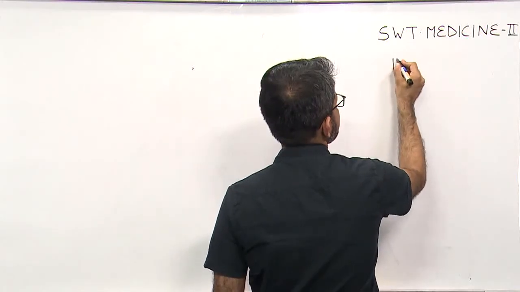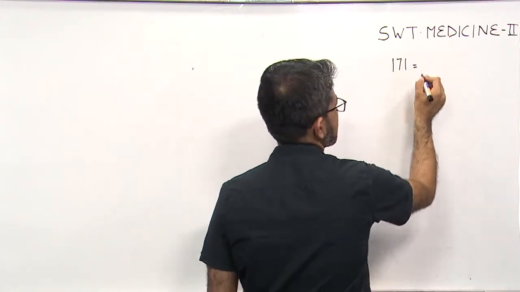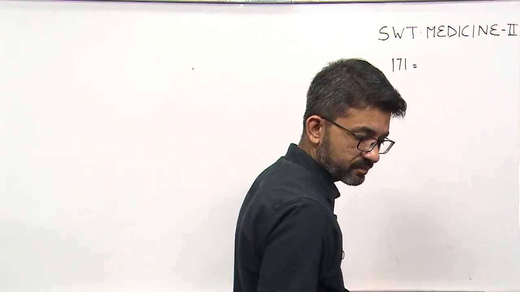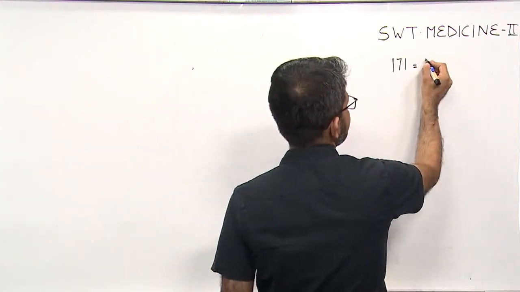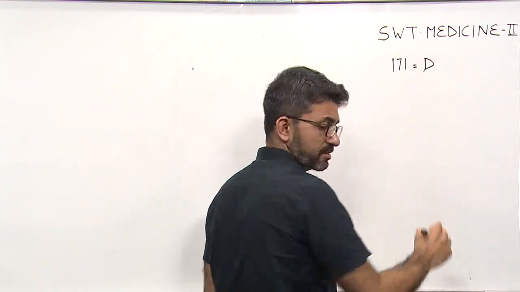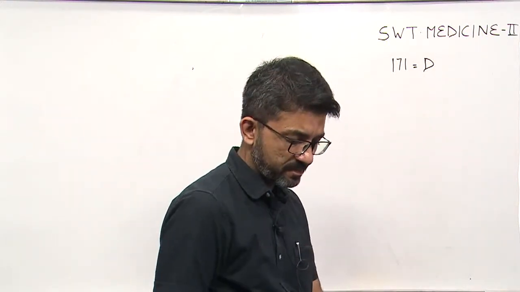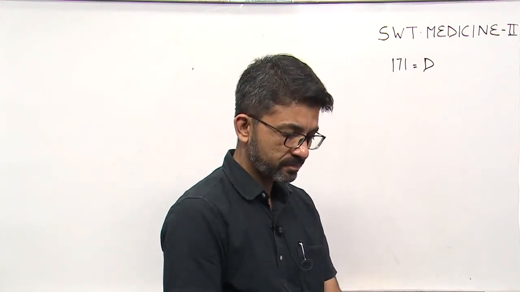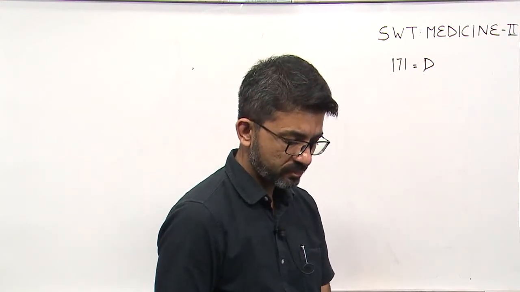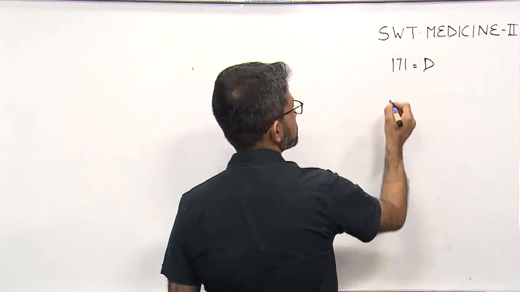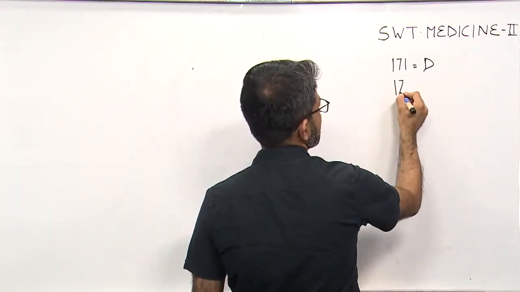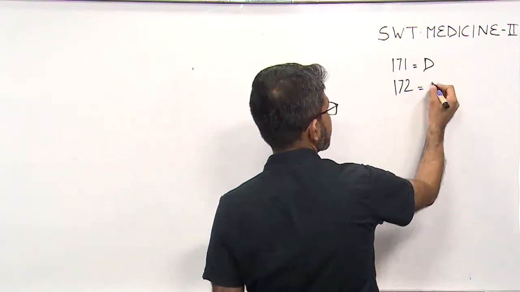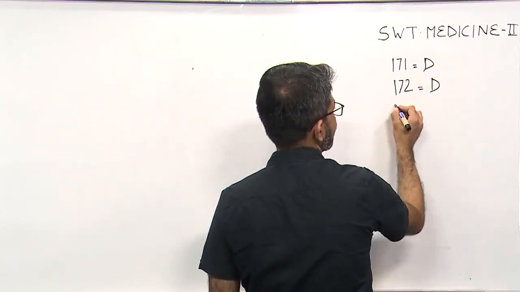Question number 171. The answer is D, spontaneous bleeding. It does not happen in polycythemia vera. Question number 172. Answer is again D, hairy cell leukemia.